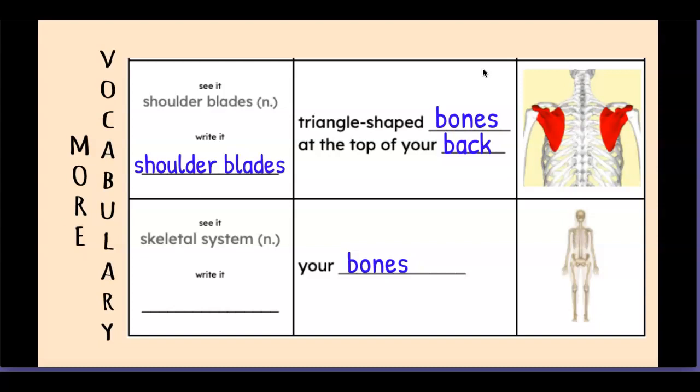Skeletal system is next. Say it with me. Skeletal system. It's a noun. Write it on the line. And this just means all of your bones. The skeletal system is all of your bones.